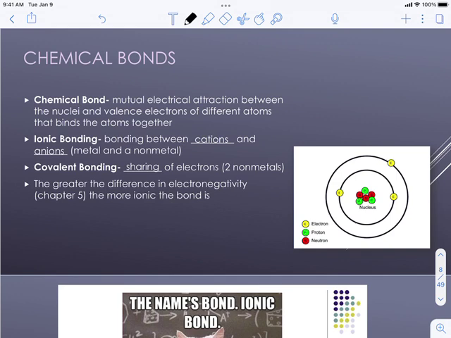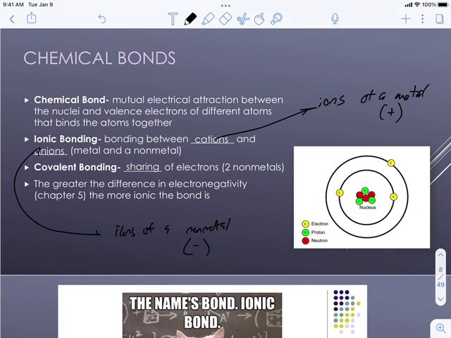Ionic bonding is bonding between cations and anions. Cations are ions of a metal. It is a positive ion. It has a plus charge. An anion are ions of a non-metal. This has a negative charge. So you can imagine the cation and the anion would be attracted to each other because of the opposite charges. That's ionic. It includes ions.